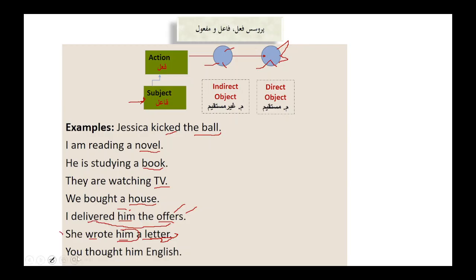You taught him English. You taught him English. What is this? Direct or indirect? Both. Here we have both direct and indirect object. You taught him English. English is a direct object for teaching, and him is the indirect object, right?